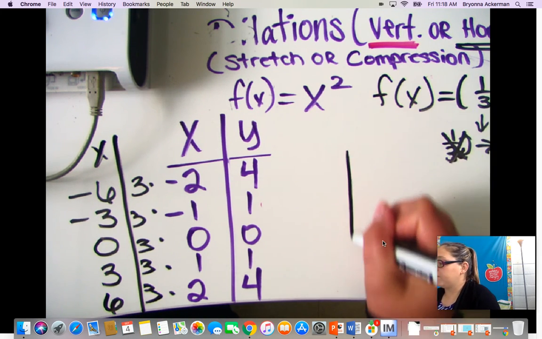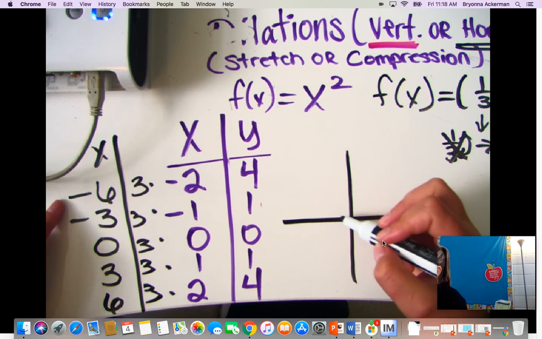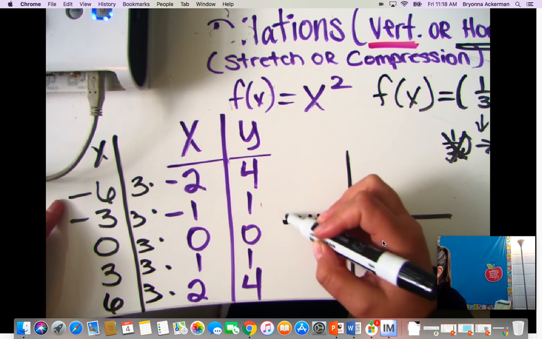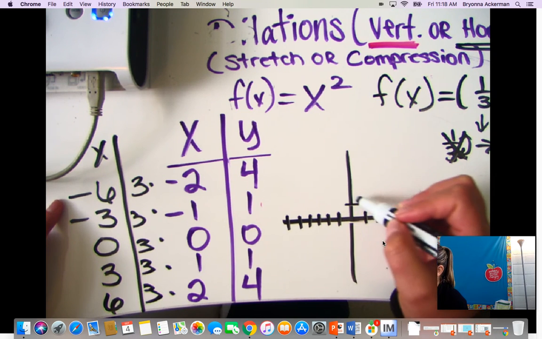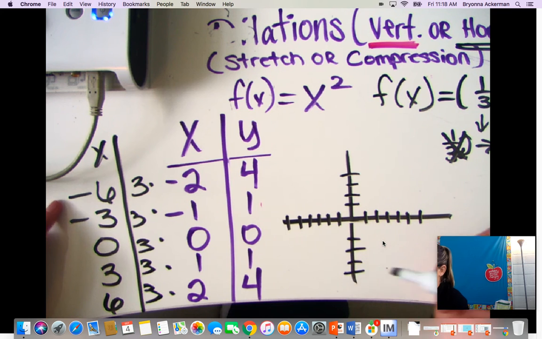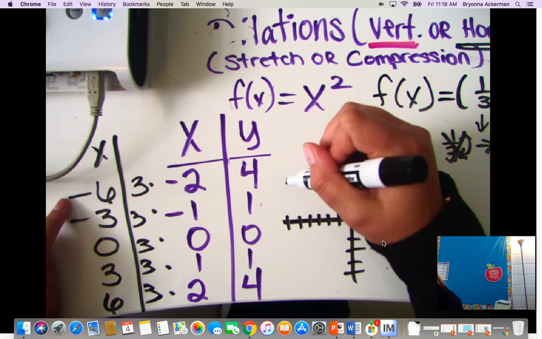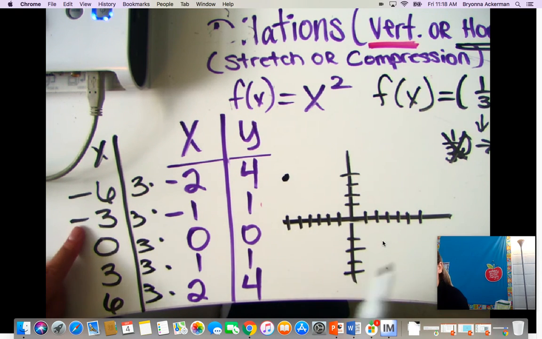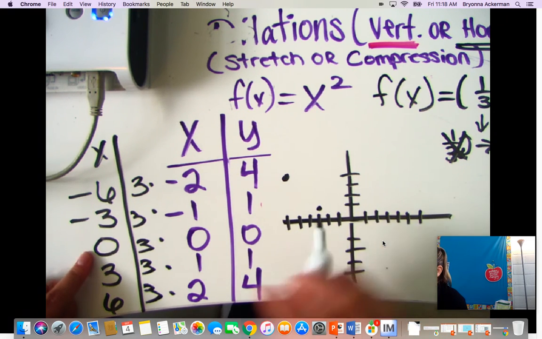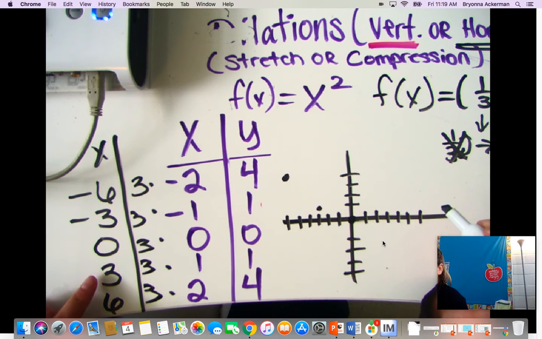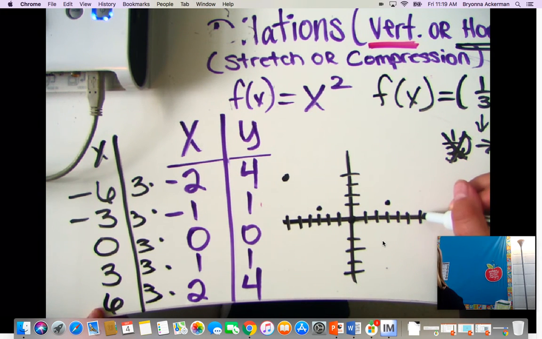So let's graph. x is now -6, 1, 2, 3, 4, 5, 6. We're going to go all the way to +6. And then over here, we're only going up to 4. So -6, 4. Then -3, 1. 0, 0. 3, 1. And then 6, 4.